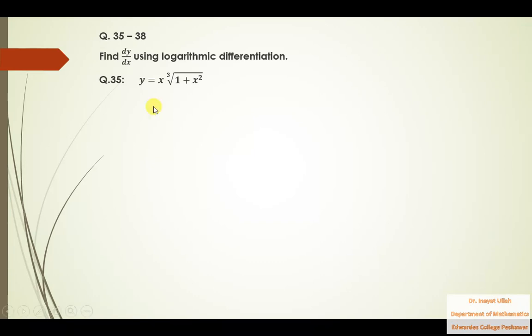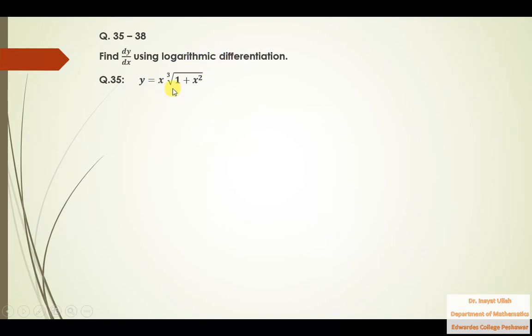For example, in this slide, from question number 35 to 38, it says that find dy dx using logarithmic differentiation. So that is question number 35. We see that this is x into cube root of 1 plus x square. You can differentiate this function directly, but you are asked here to use the logarithmic differentiation.